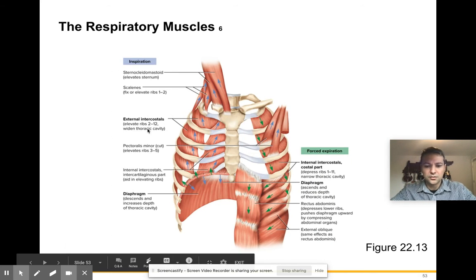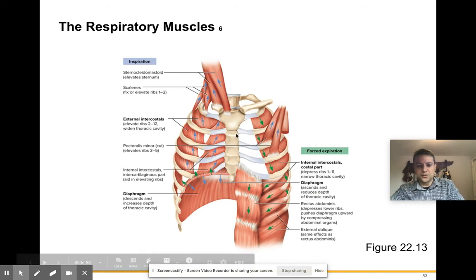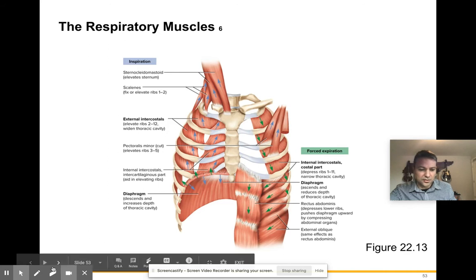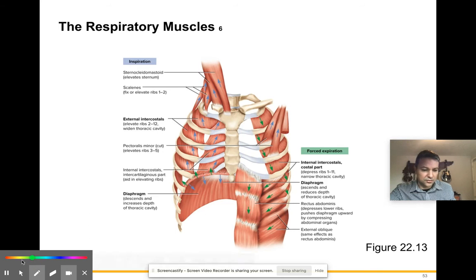Okay, here are some pictures of those respiratory muscles that I was talking about. So here we have the sternum. Over here is going to be the left-hand side of the person. Okay, the diaphragm is, let me get a marker here. Okay, so here's our diaphragm. Now the rectus abdominis goes over the diaphragm. So this here is the rectus abdominis.